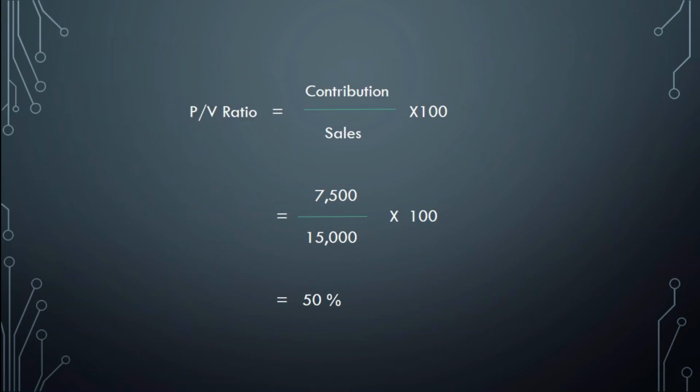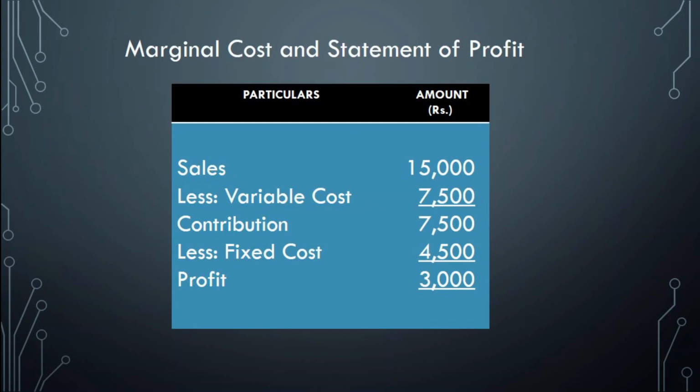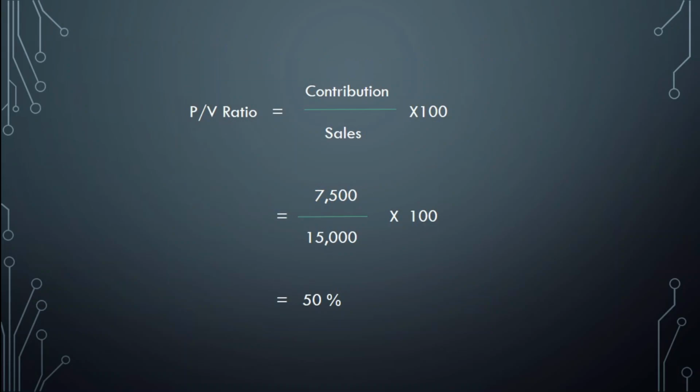Next comes PV ratio. For this, we are going to use a formula: contribution divided by sales into 100. We have just calculated contribution in the last slide. In this statement, we have calculated the contribution. By using this amount, we are going to calculate PV ratio. The contribution is 7,500 and the total sales amount to Rs 15,000. When we divide these two and multiply with 100, that gives you 50% PV ratio.